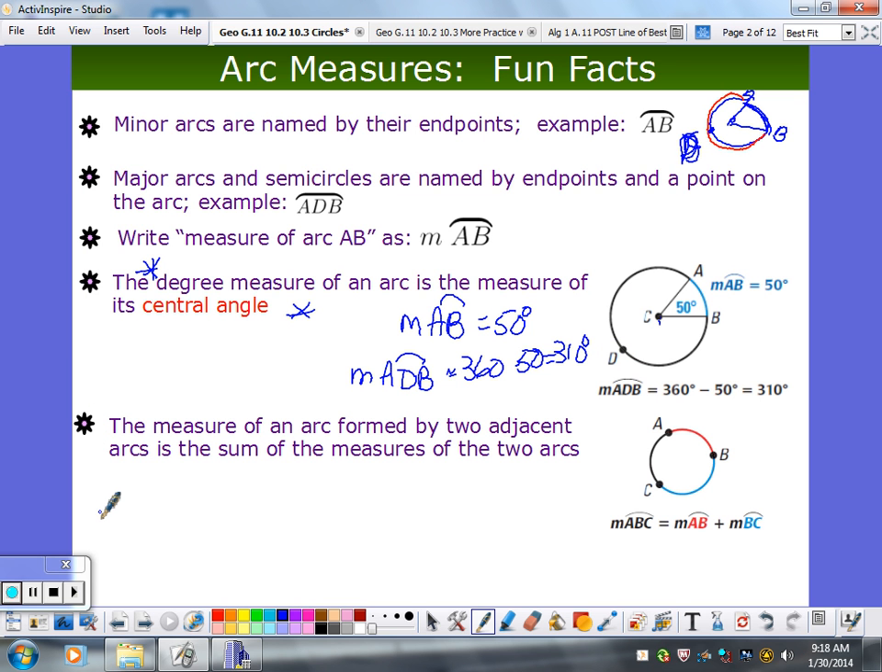Okay, the measure of an arc formed by two adjacent arcs is the sum of the measures of the two arcs. This is very similar, right? We had the segment addition postulate, the angle addition postulate. I guess we can call this the arc addition postulate.